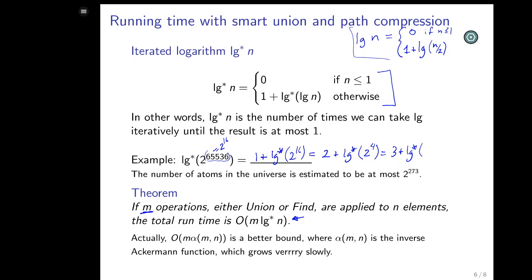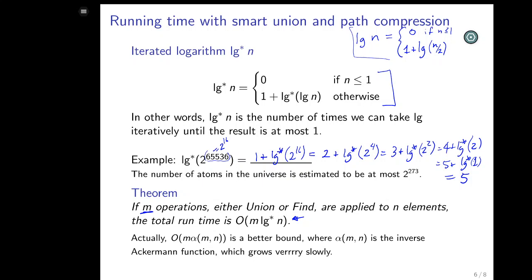So this would be log star of 4. 4 is 2 to the 2. So this is 4 plus log star of 2. 4 plus log star of 2 is 5 plus log star of 1. Log star of 1 is 0, so this is 5. So log star of 2 to the 65,536 is 5.